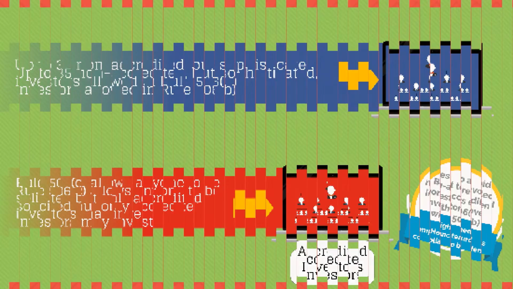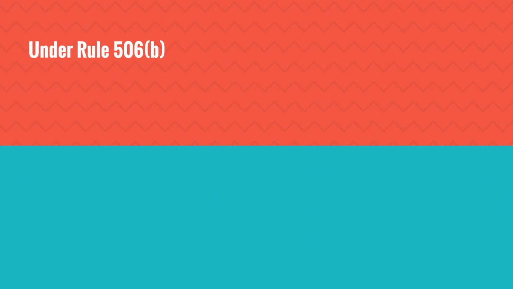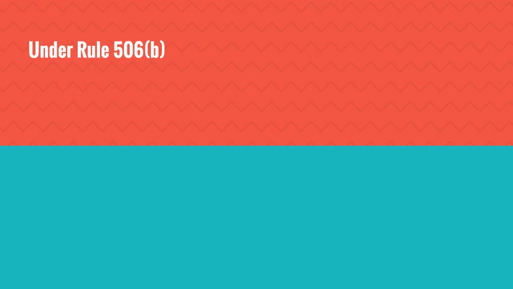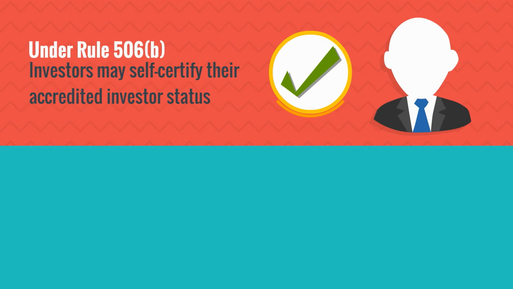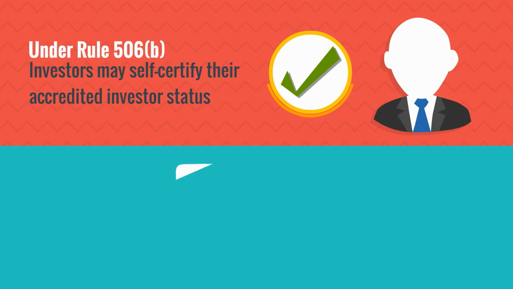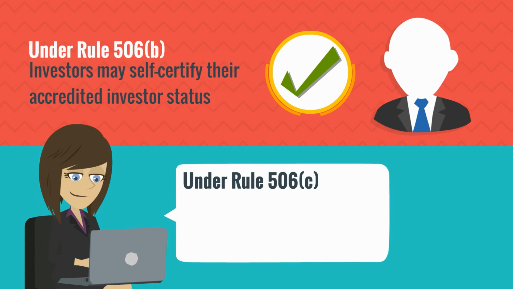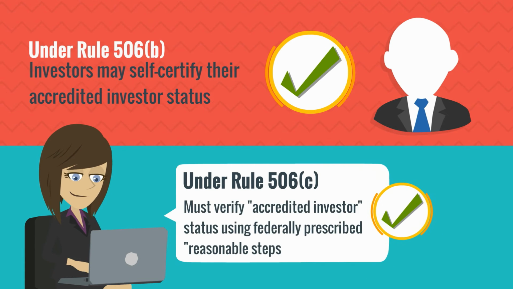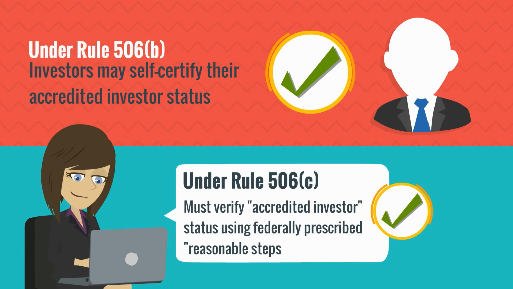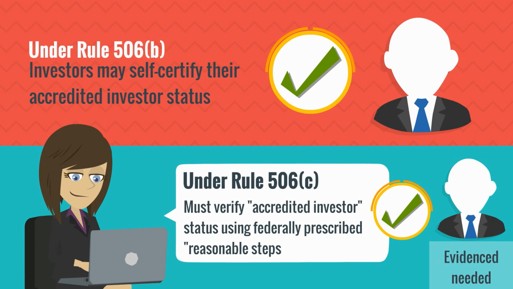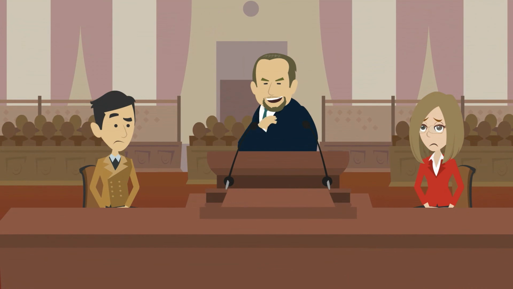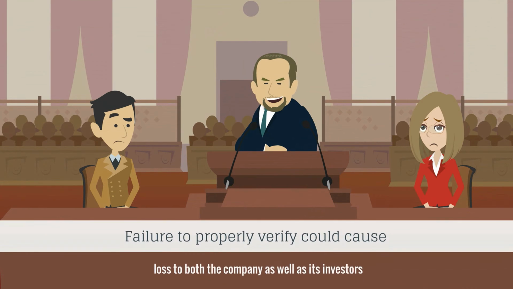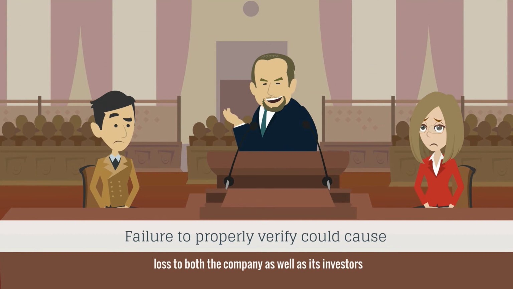compliance burdens. The other big difference is that under a Rule 506(b) offering, companies can rely on investors to certify themselves as accredited investors. But under a Rule 506(c) offering, companies must take federally prescribed reasonable steps to verify that investors are actually accredited investors. The penalty for not properly verifying every investor under Rule 506(c) can be quite severe, causing substantial loss to both the company as well as its investors.